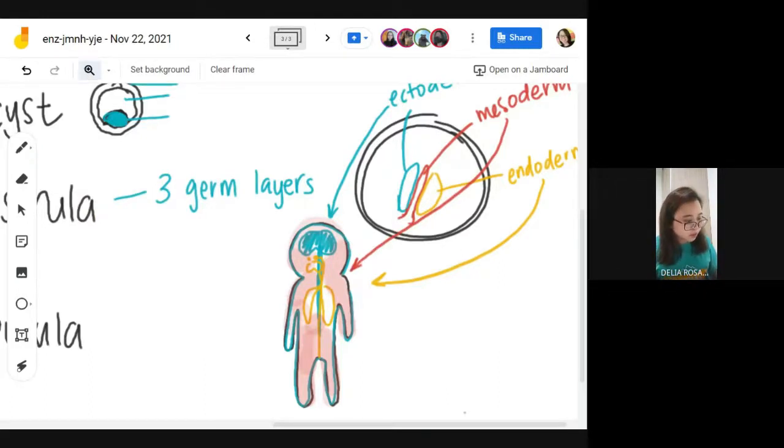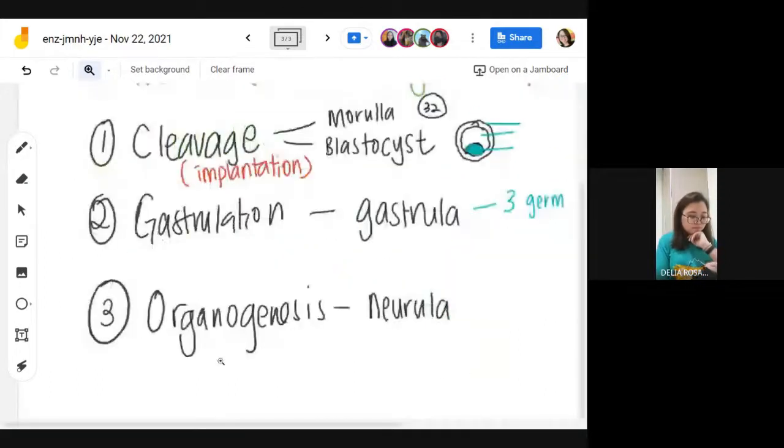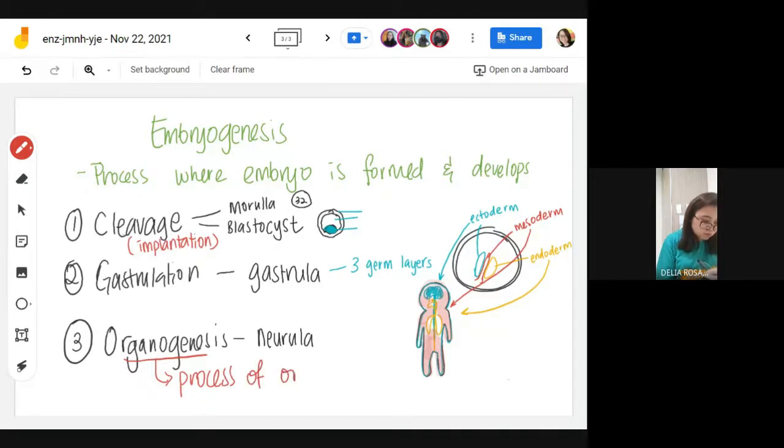So while I ramble like this, somebody please type the definition of organogenesis. Anybody? Definition of organogenesis? Very simple. Very good, Caroline. Organogenesis is the process of organ formation. Organ formation from these three germ layers become the organs for the whole body. Yes, Sheila also answered the same answer, which is process of organ formation. Very good, very nice.